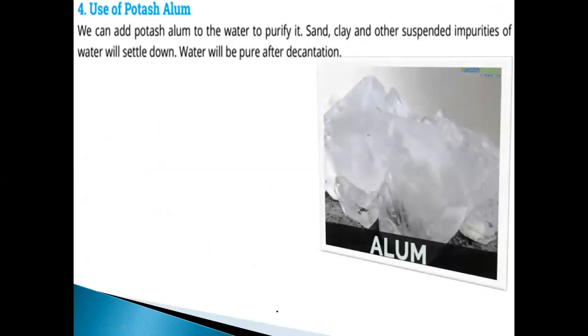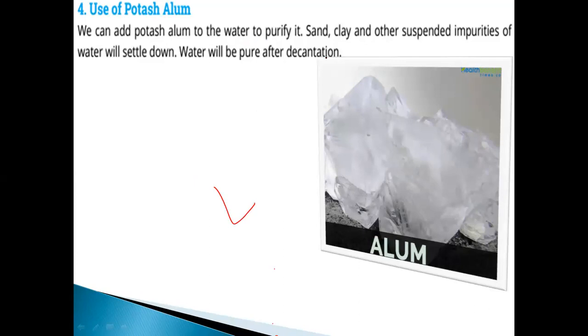So now we'll see another substance, another chemical which is used in the water. That is potash alum. And this potash alum, the common name of that can be alum, that can be potash alum.